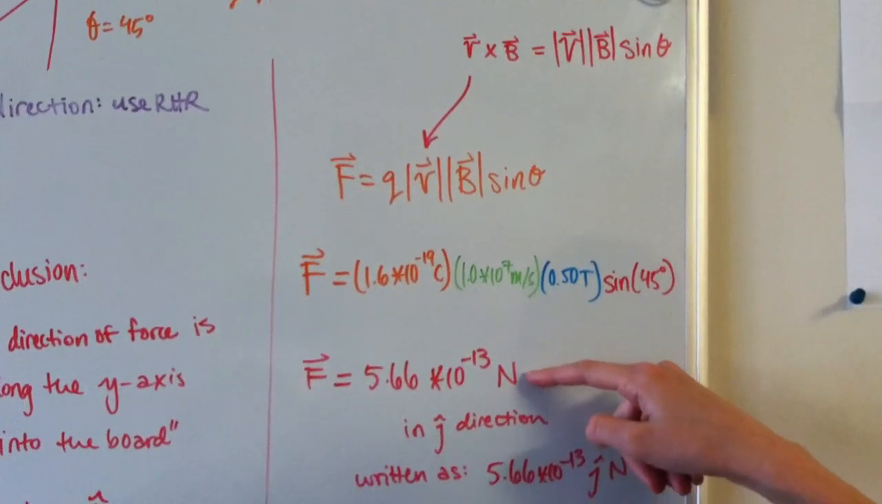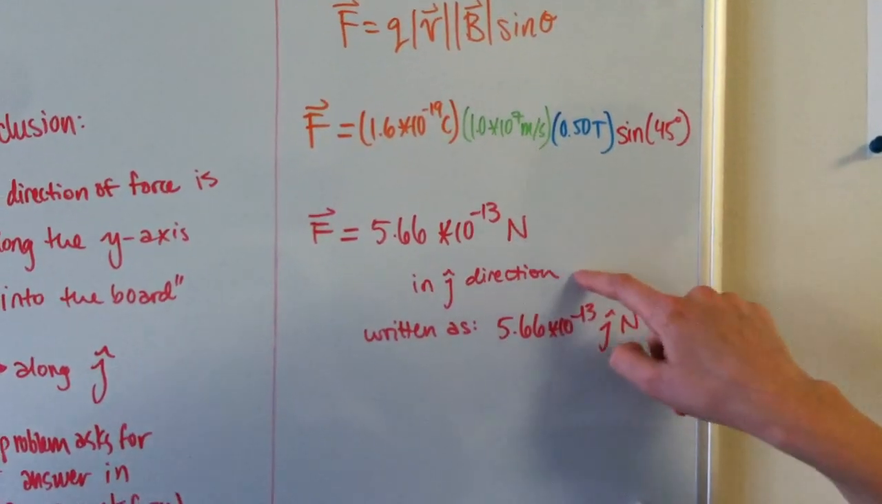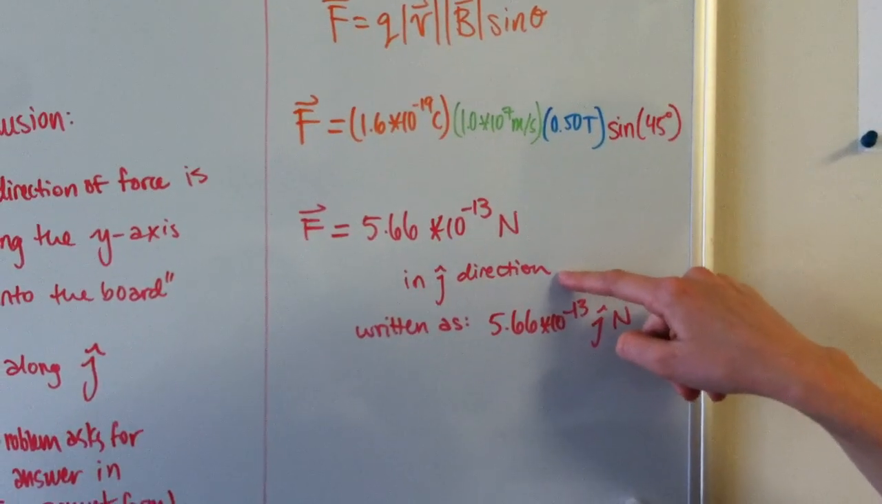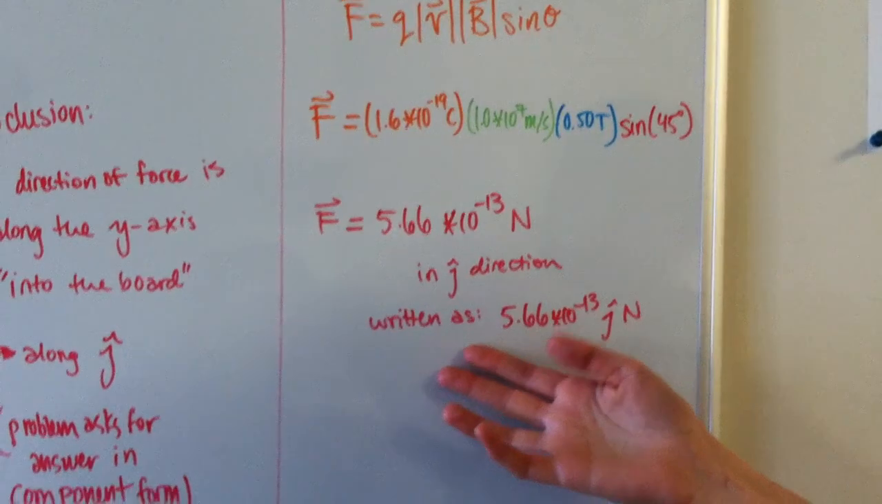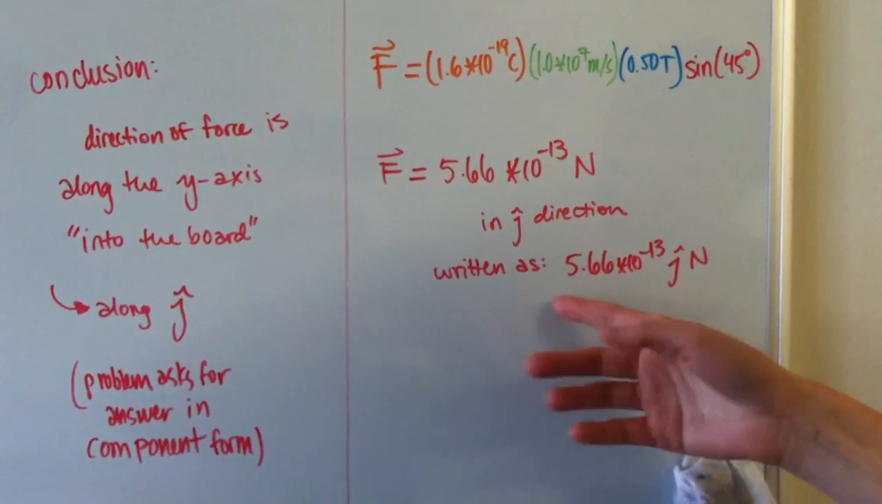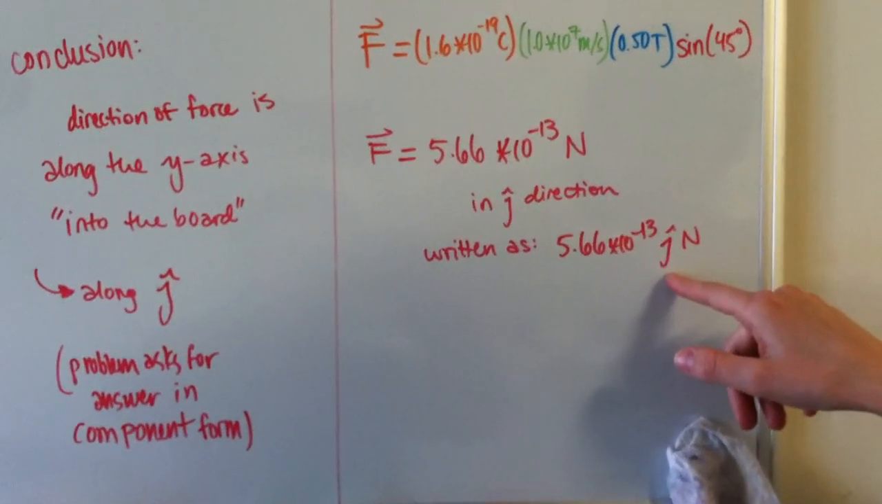And we plug it into our calculator, and we get 5.66 times 10 to the negative 13th newtons in the j hat direction, which we already determined that it would be in the j hat direction. So writing it in component form, it would be something like 5.66 times 10 to the negative 13th j hat newtons.